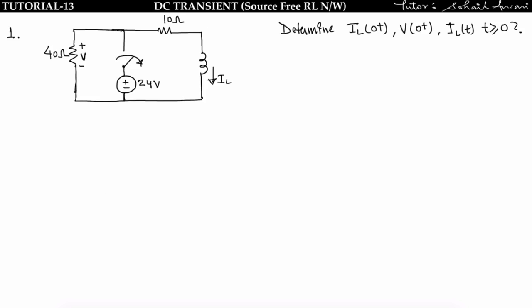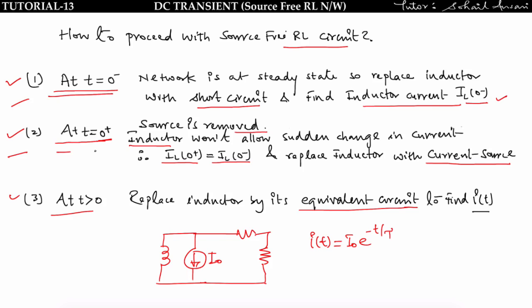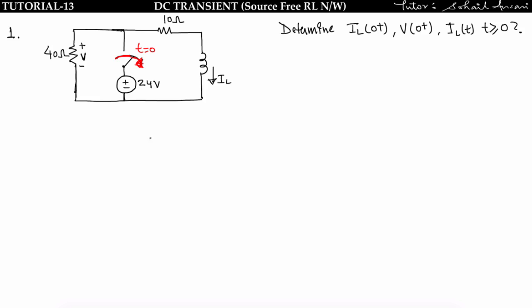See this arrow. This arrow denotes that at t equal to 0, this switch is opened. So at t equal to 0, this switch is open. That means this is a source free circuit, and at t less than 0, when this switch is closed, the network is at a steady state. What I have to do is make 3 circuits: at t equal to 0 minus, at t equal to 0 plus, and at t greater than 0. After that, whatever we have to find, we will go to that circuit and find it.